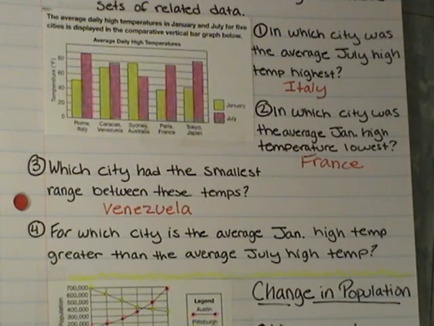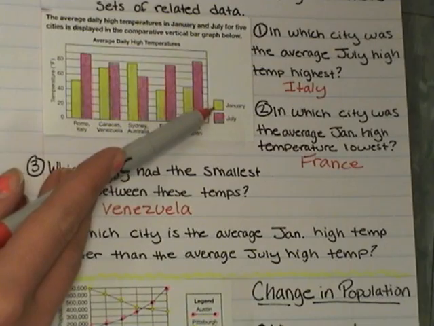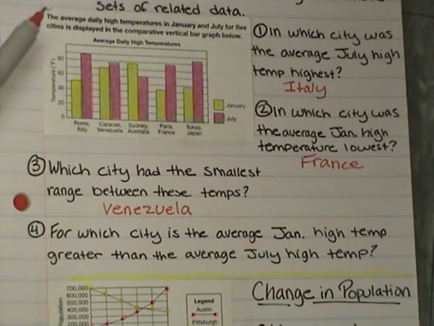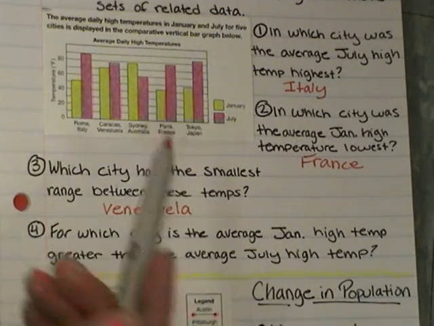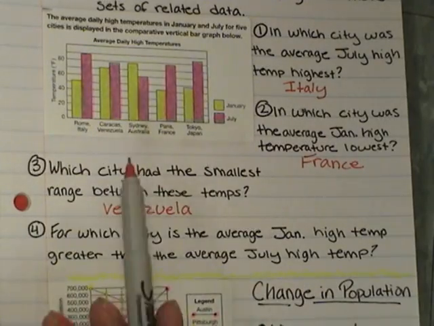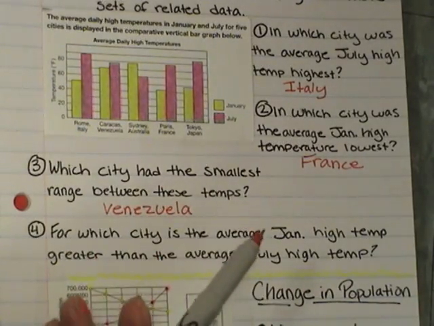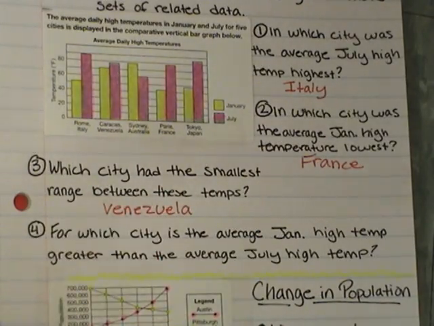Which city has an average January temperature greater than its average July temperature? So we're looking for a bar where the yellow is going to be higher than the pink one. Our January temperature is going to be warmer, which is weird for us. The average temperature is warmer than in July.